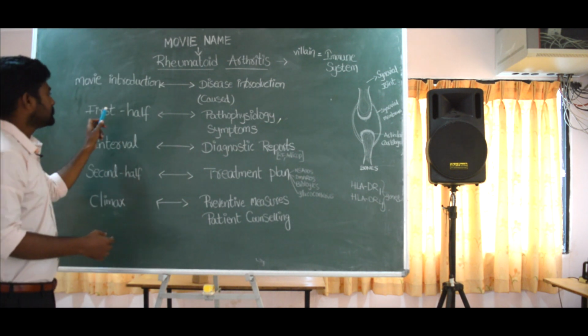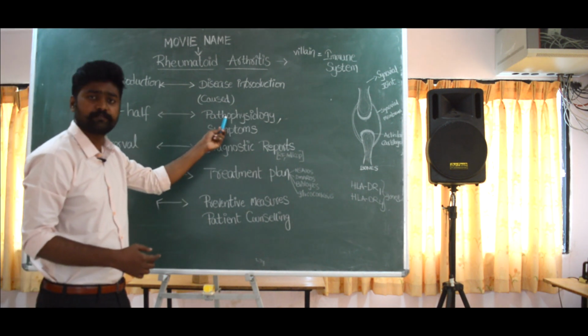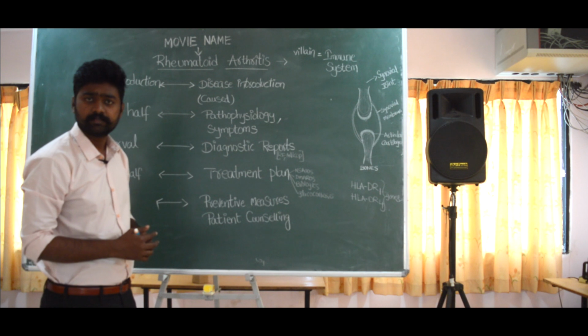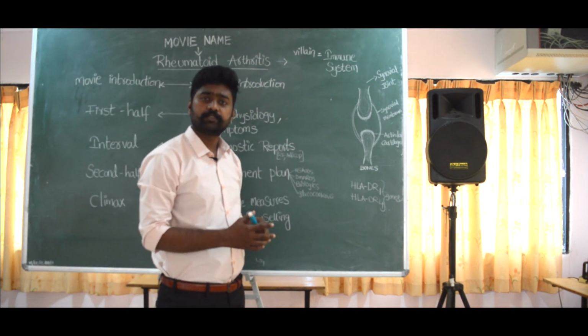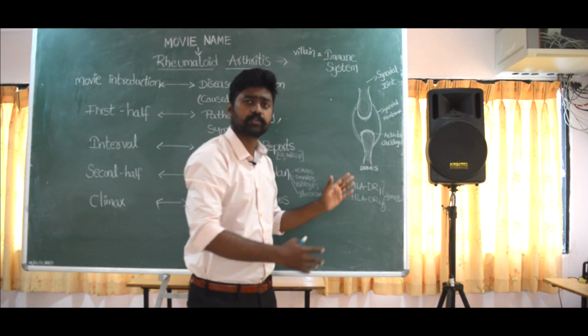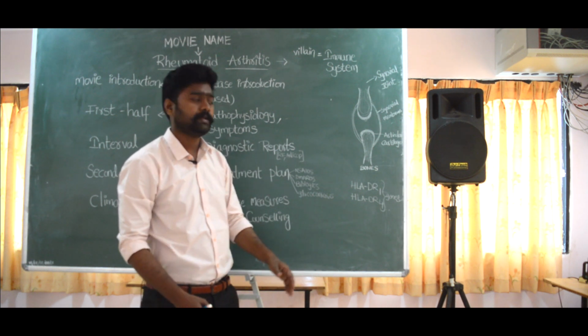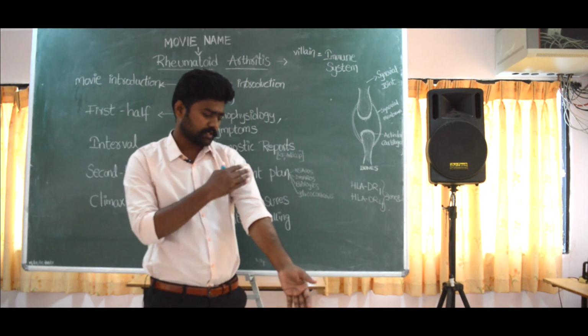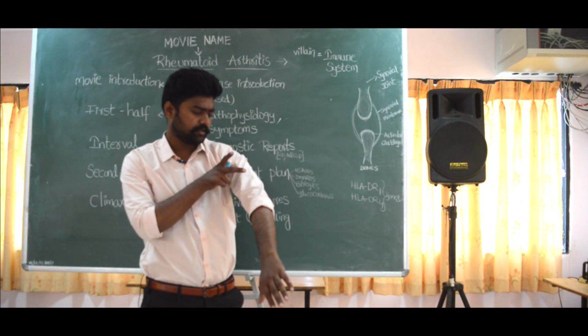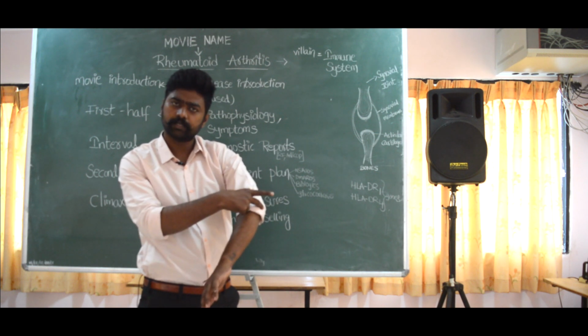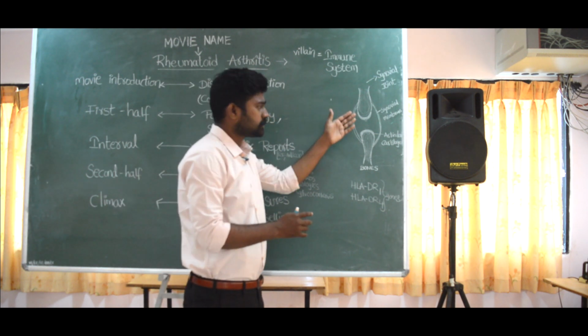Now, you see, in the first half of the disease, we discuss pathophysiology and symptoms. Before discussing pathophysiology, let us see the normal structure of a joint, how it will be. There are two bones, you just take this example, okay? This bone and this bone, there is a joint over here, right? So, there are two bones.